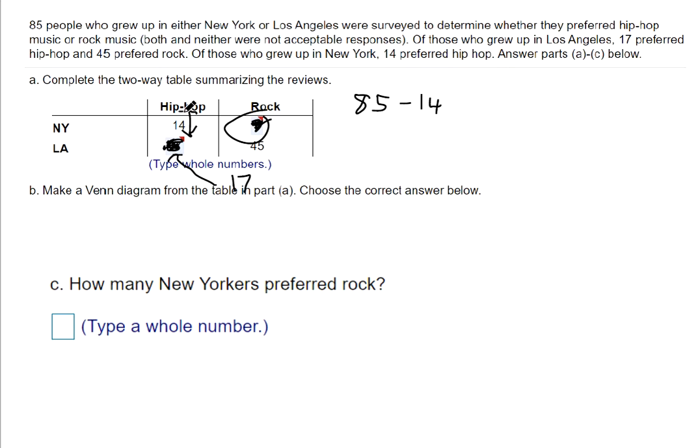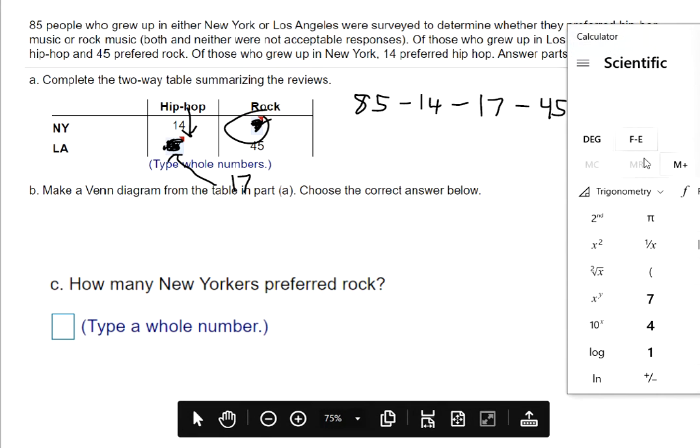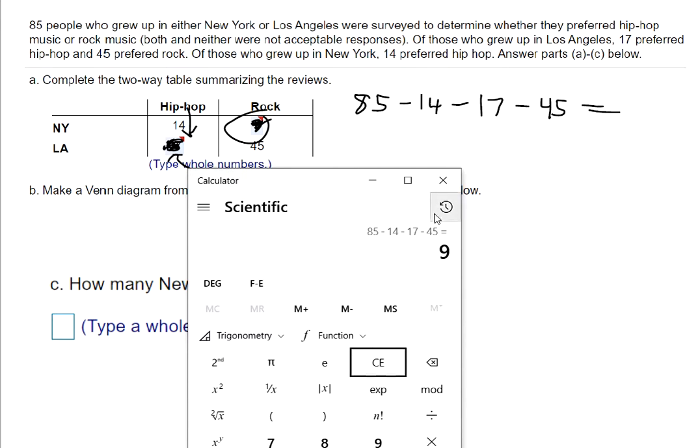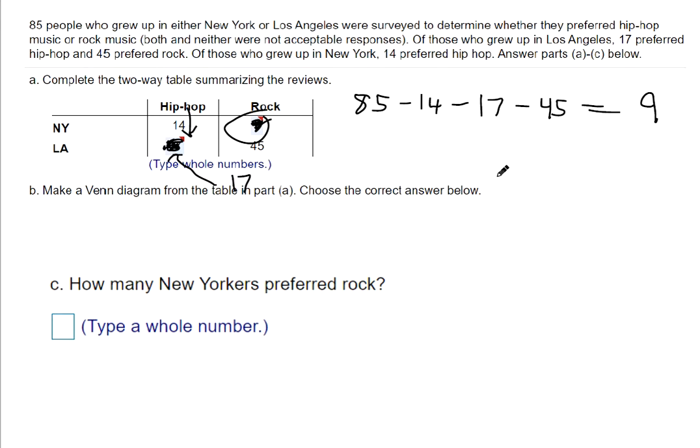14 people in New York liked hip hop. 17 people in LA liked hip hop, and 45 in LA liked rock. So if we subtract that from 85, the total amount of people surveyed, then what's left over has to be the amount that likes rock. So I subtracted all the numbers in the cells that were currently there after we read through the word prompt. 9 are left over for being in New York and liking rock.